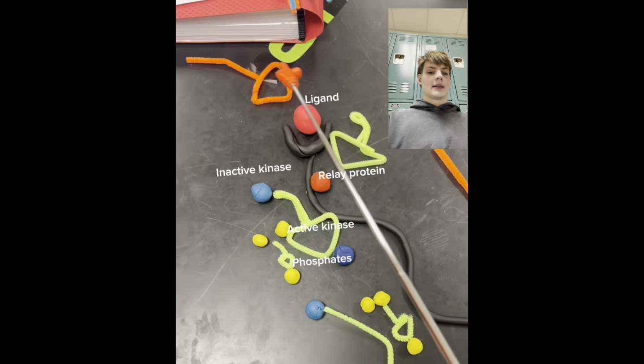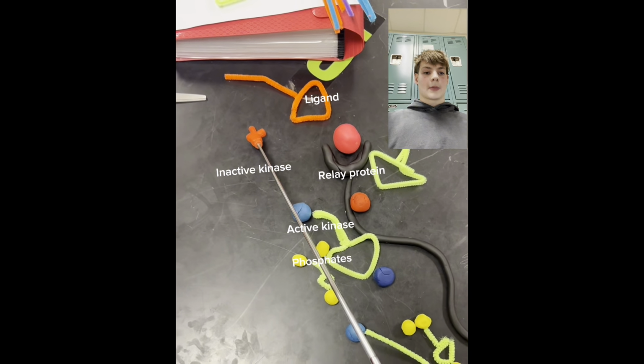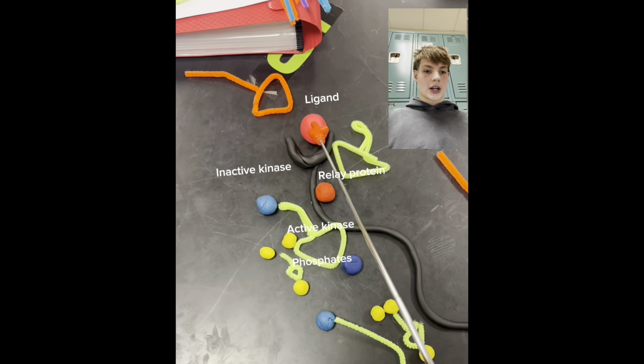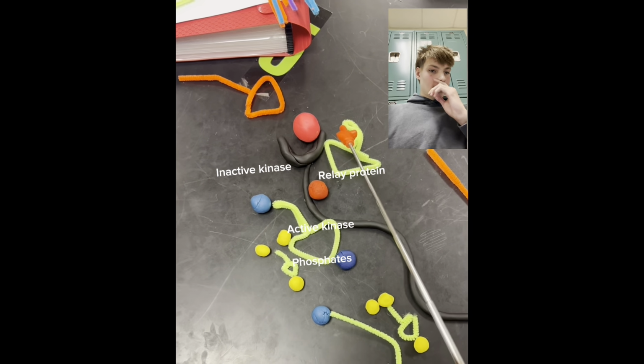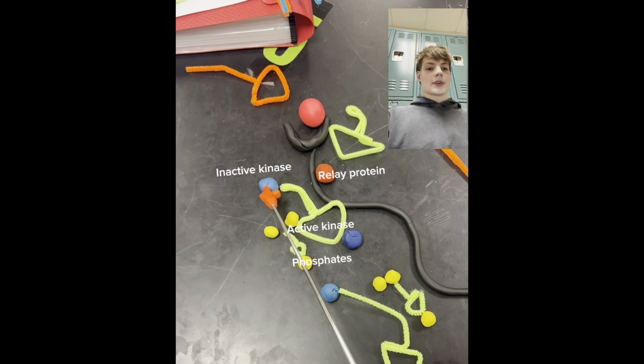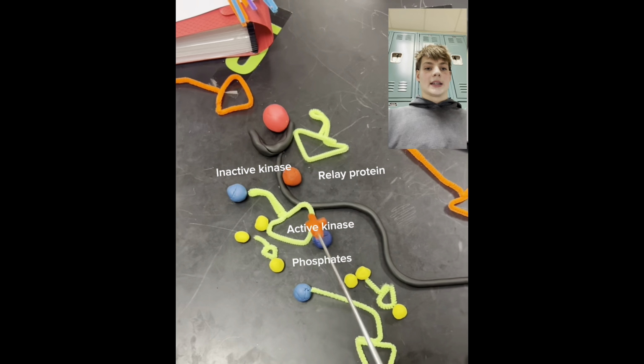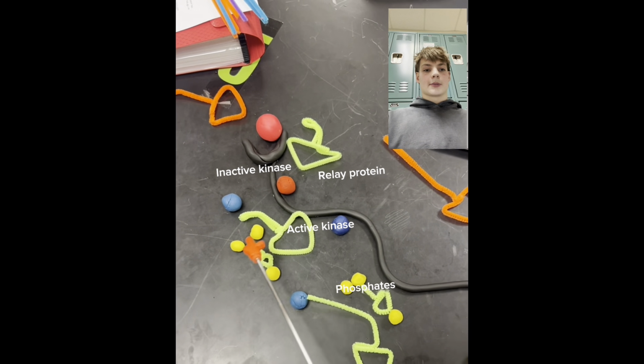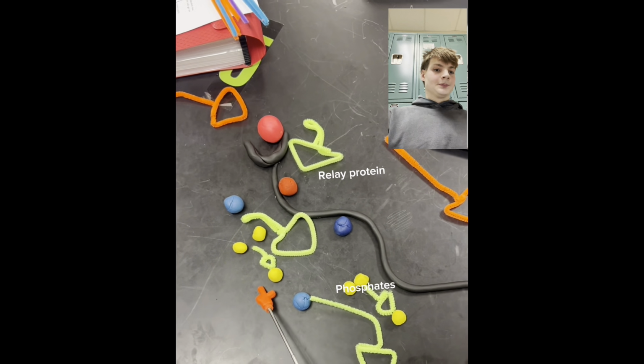A ligand binds to a receptor on the cell membrane. This causes the receptor to change shape and activate. In the second step, the relay proteins are activated. The activated receptor interacts with the first protein inside the cell. Often this involves a protein kinase being activated.